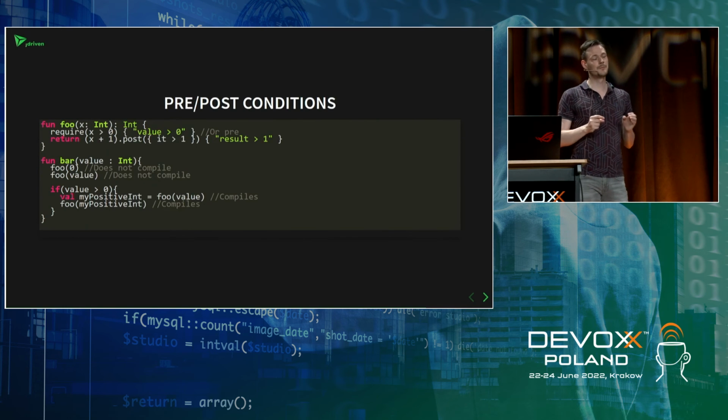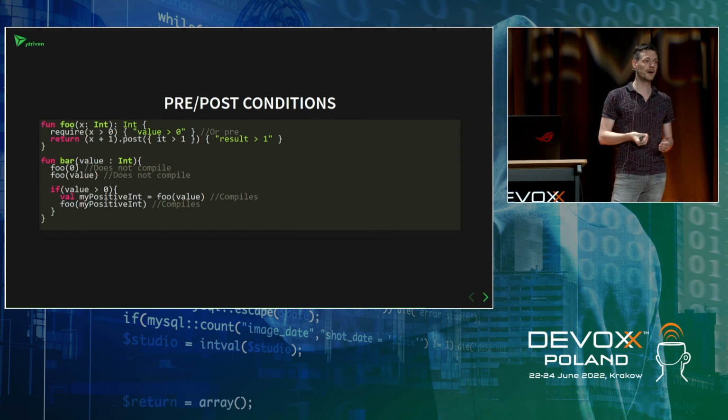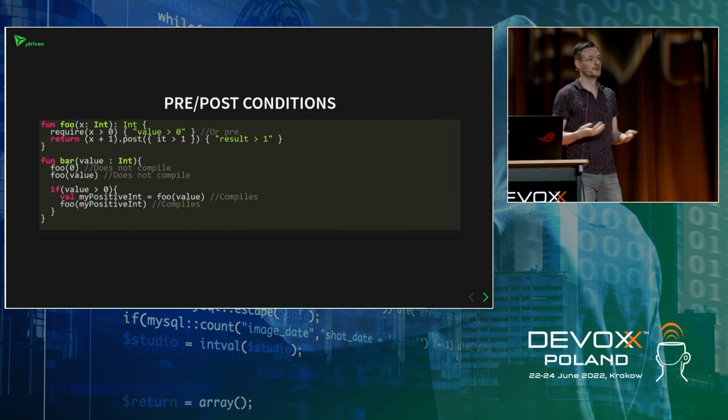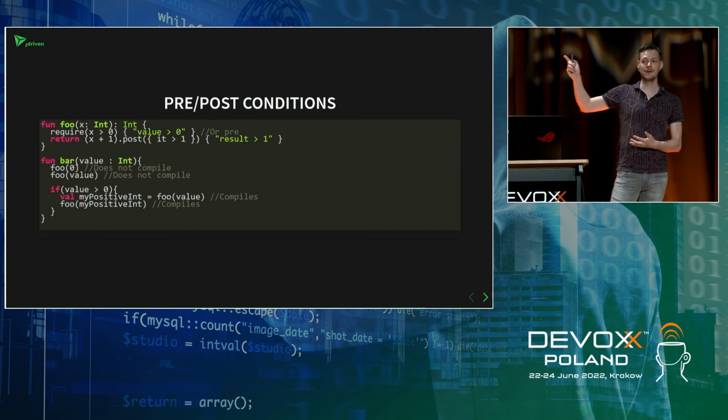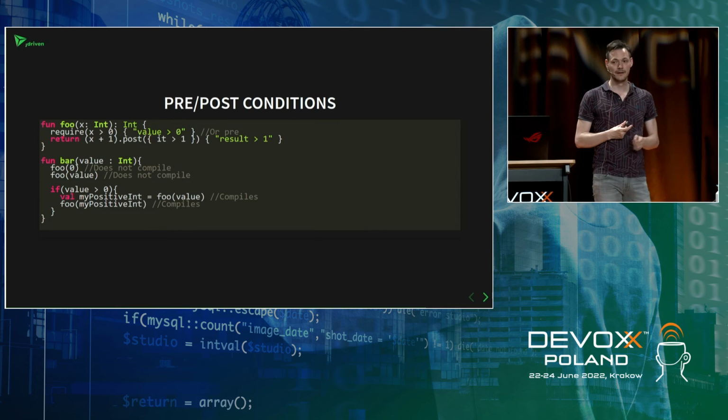And now, because the compiler knows these two things, if we try to call a function with 0, it will not compile, because it knows it should be greater than 0. You're putting in 0, that's not going to work. So the plugin won't allow you to compile your code. If you put in value, well, the compiler doesn't know what the value of that could be. So it won't allow us to compile the code until we prove to the compiler that value is actually greater than 0. And only then it will allow us to call foo with our value.